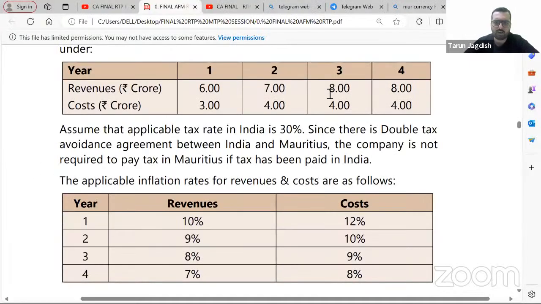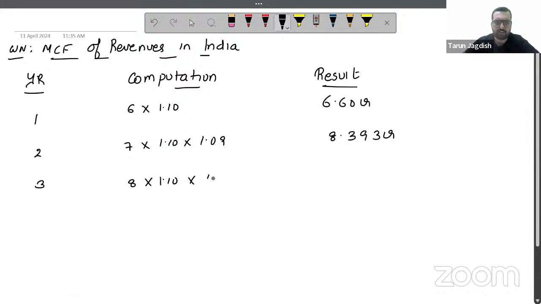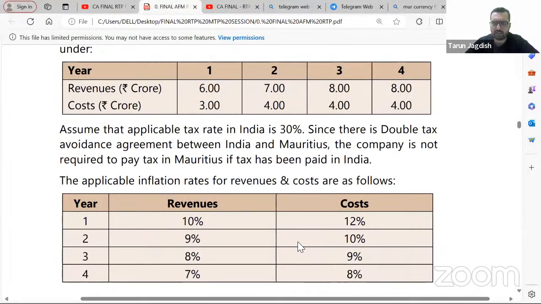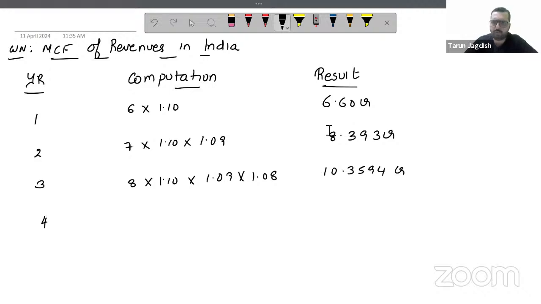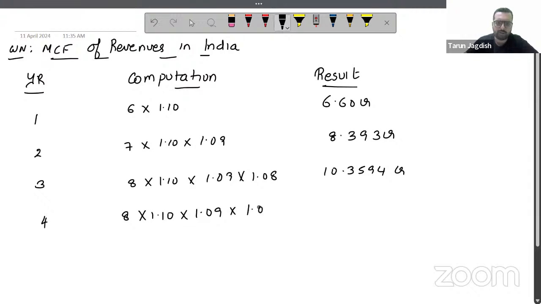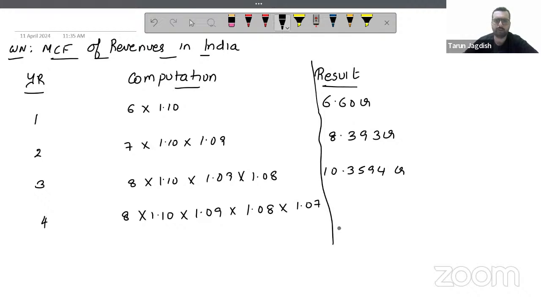Third year, your revenue is going to be 8 crore. First year, 10%, second year 9%, and the third year your inflation is going to be 8%. So when you multiply, you'll get the answer as 10.3594 crore. Year 4, your revenue is again 8. It will be 8 into 1.1 into 1.09 into 1.08 into 1.07. So what is the answer you get over here when you do like this? 11.0845 crore. All right. So these are the money cash flows of revenue.